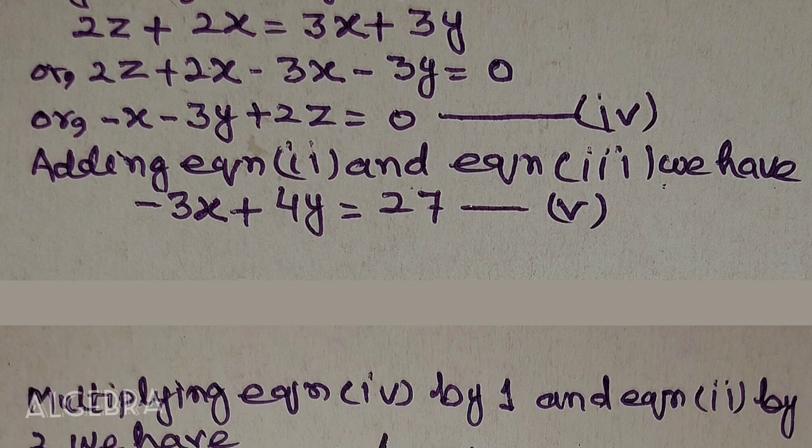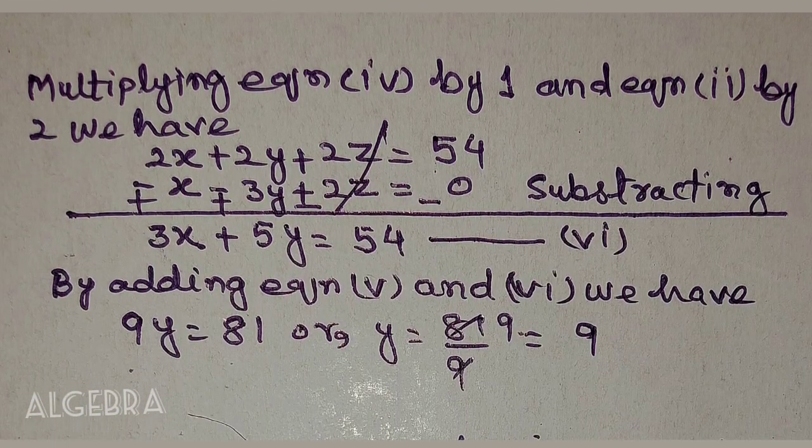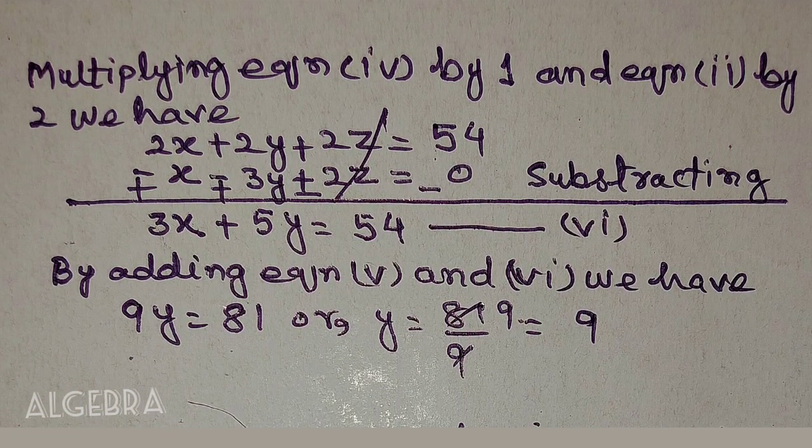Equation 5. Multiplying equation 2 by 2, we have 2x plus 2y plus 2z is equal to 54, and minus x minus 3y plus 2z is equal to 0. Subtracting, 3x plus 5y is equal to 54. Equation 6. By adding equation 5 and equation 6, we have 9y is equal to 81, or y is equal to 81 by 9 is equal to 9.